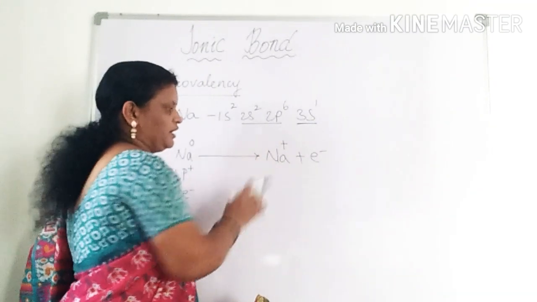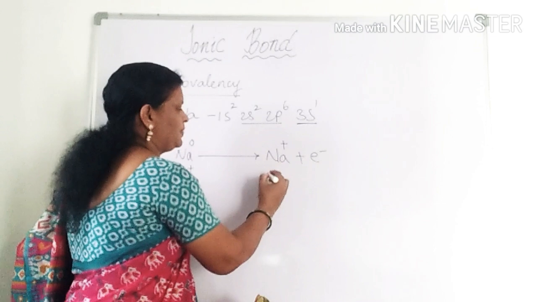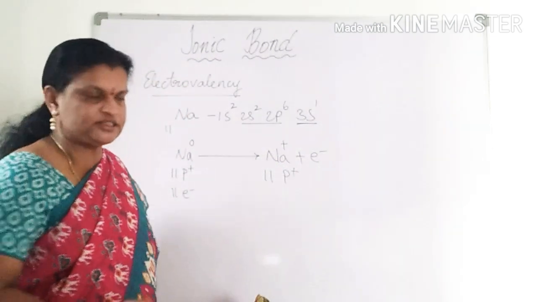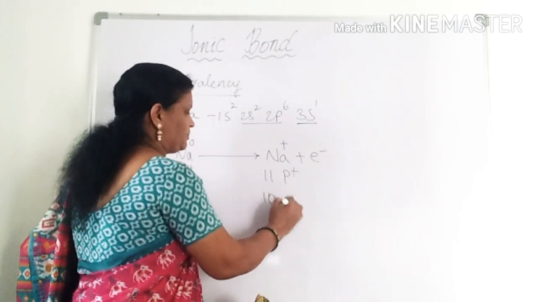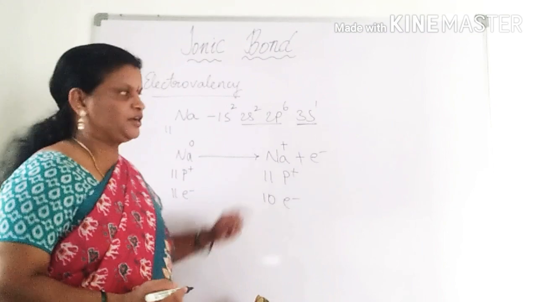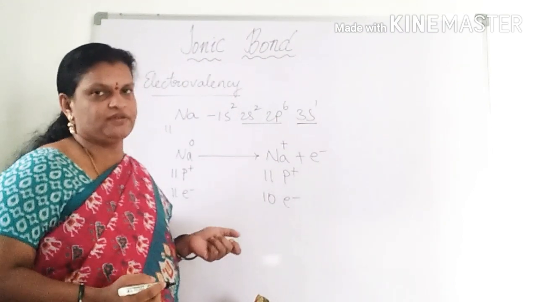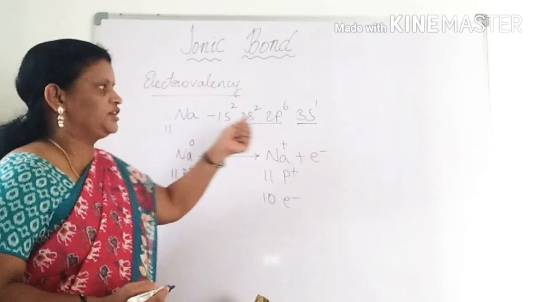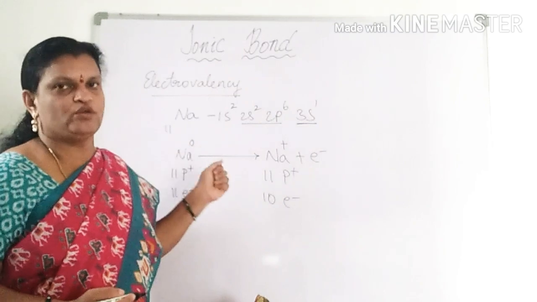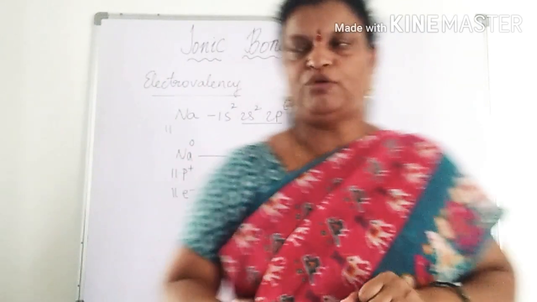Coming to the product side, a sodium ion is formed. In this sodium ion, there are still 11 protons, without any change inside the nucleus, but 10 electrons are present in the first and second shells, because the 1 electron in the third shell is lost. So the second shell becomes the valence shell. That is why we can say the electrovalency of sodium is 1. Right.